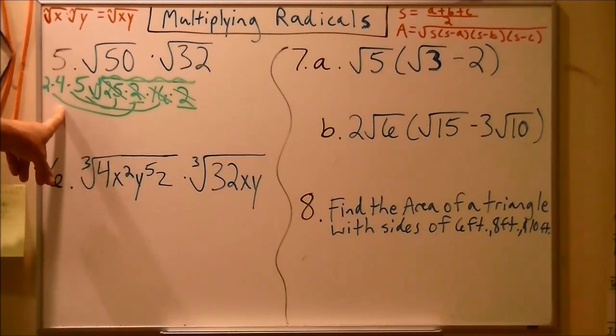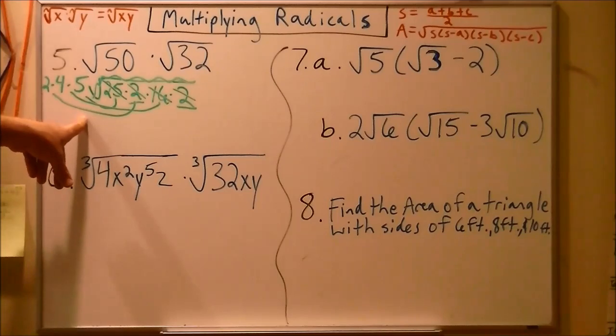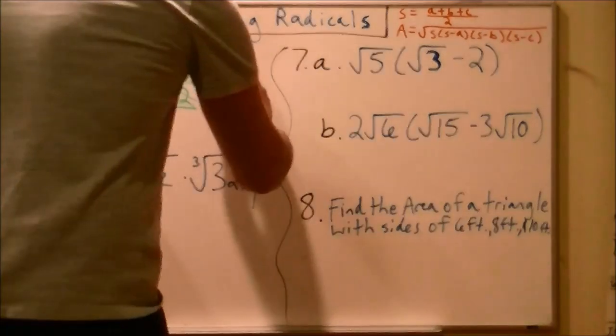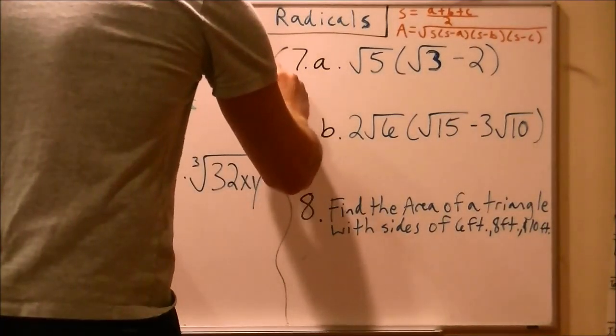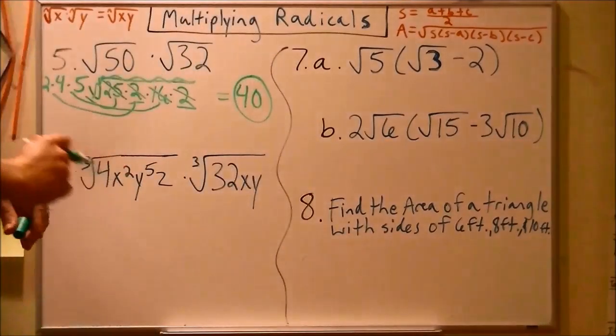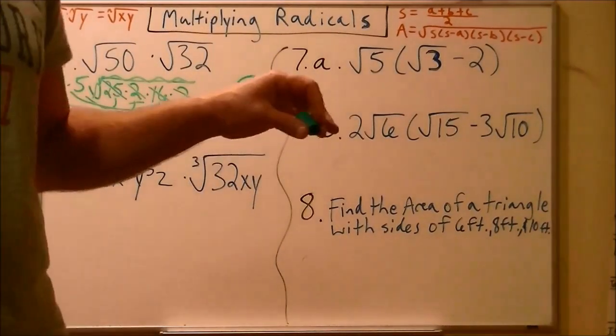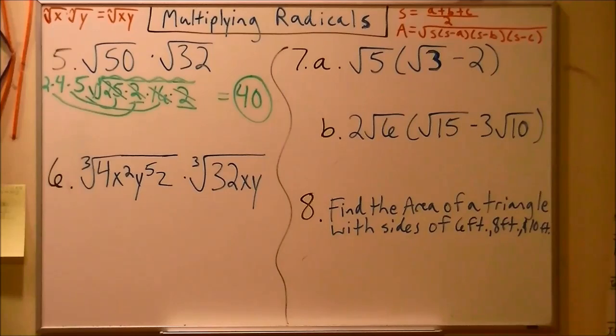So what is 2 times 4? 2 times 4 is 8. What is 8 times 5? That is 40. And so guys, again, my answer is just the number 40. I have no square root symbol left and certainly no terms under one. I love it when it works out that way. Sometimes it does, sometimes it doesn't.